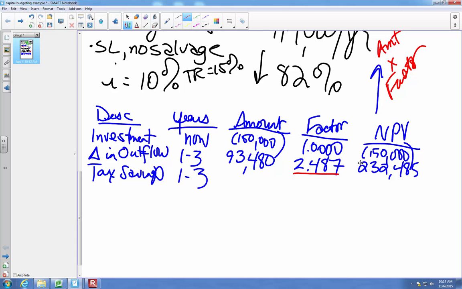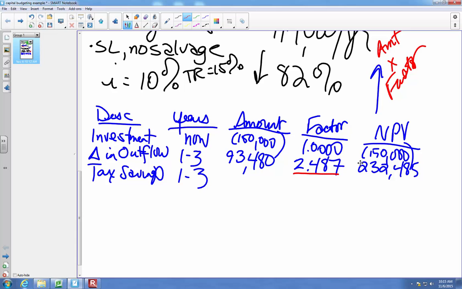And the erroneous thing that people do is take something like that and multiply by 3 and compare it to the 150 you spend a day. Well, you can't do that, because 93 grand in 3 years is not the same as 93 grand a day.